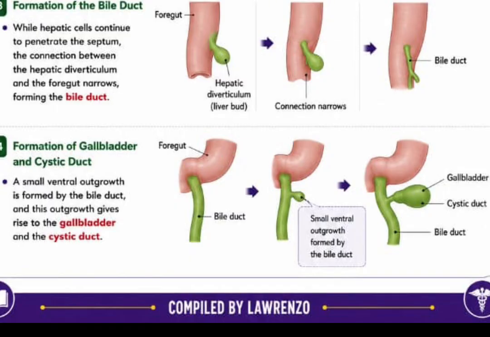So the junction between that liver that is forming and the foregut becomes the what? Bile duct. Now in the bile duct you have a ventral part. That ventral part, that outgrowth continues to go and becomes a what? Gallbladder and the cystic duct.